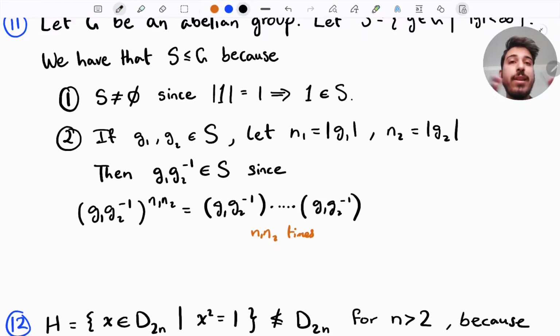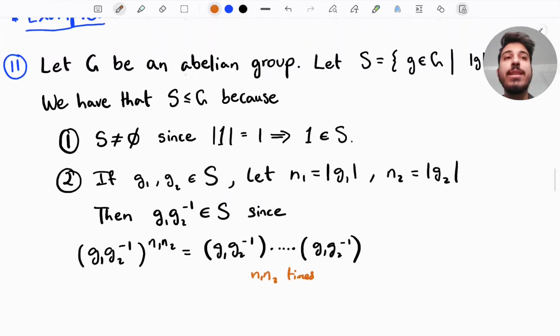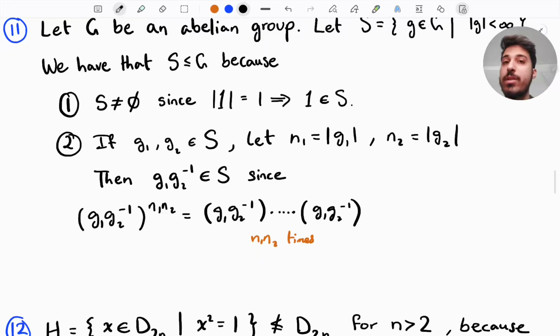This is not a very nice expression right now. We want to simplify it, and we can because G is an abelian group. We can commute the elements in the expression to put all the G1s on the left and all the G2 inverse on the right. So we're going to have G1 to the power N1 N2 times G2 inverse to the power N1 N2.